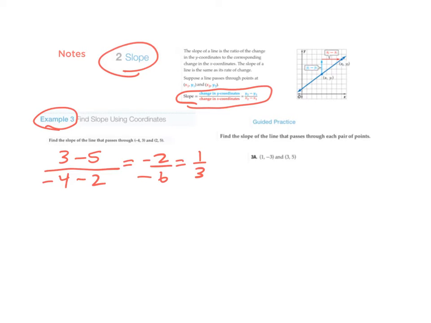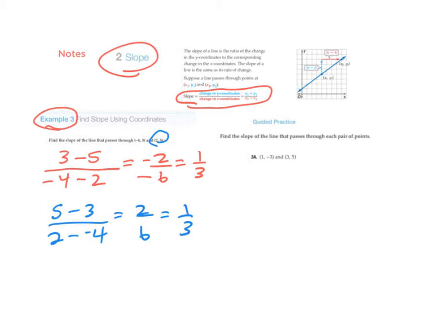Now, just for fun, I want to go ahead and do it the other way around. What if I took the second coordinate and did the subtraction? If I go 5 minus 3, and then 2 minus a negative 4, I'm going to end up with 2 over 6, which is the same exact answer. So it makes no difference which way you subtract as long as you go the same direction.